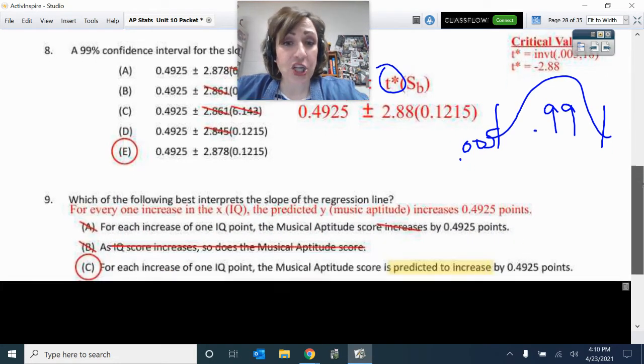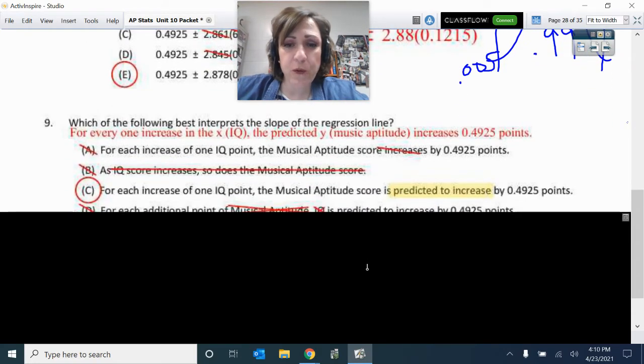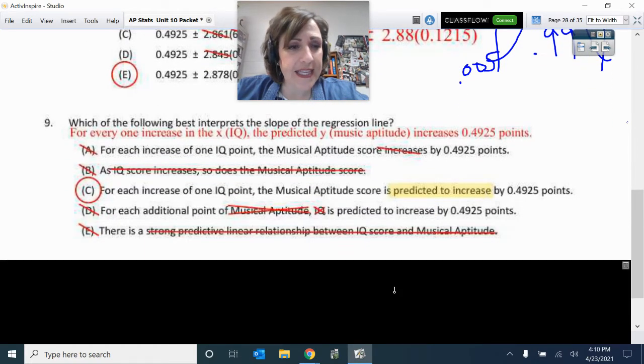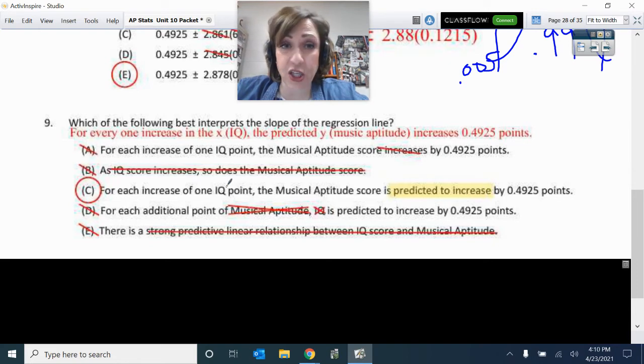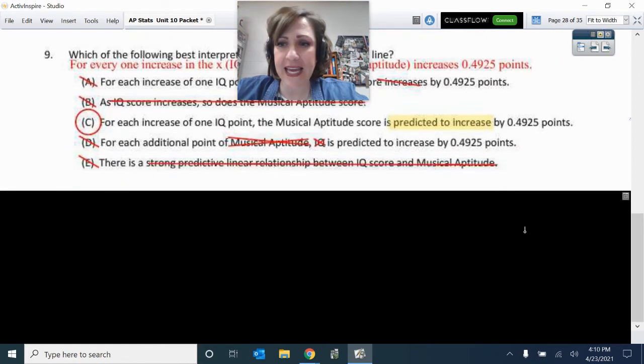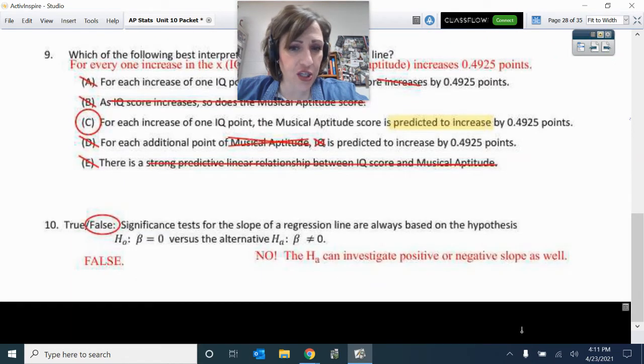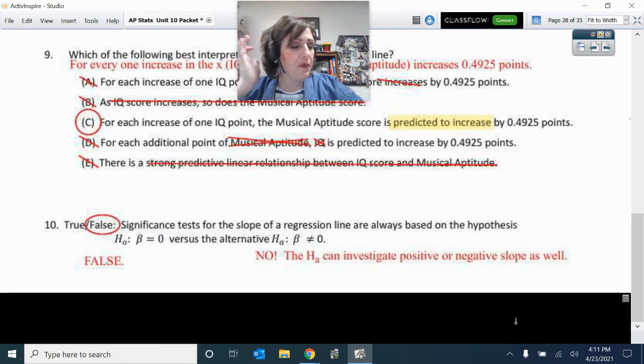Next, interpretation of the slope. For every one increase in the X, which is one IQ point, the predicted Y, the music aptitude score, is predicted to increase this many points. So that was C.